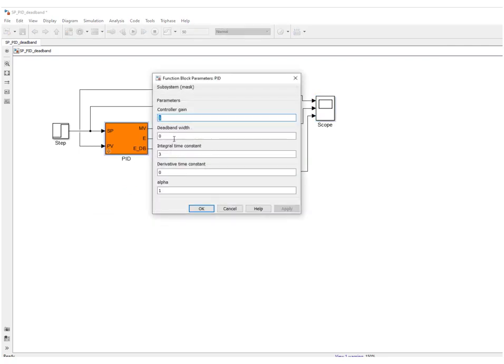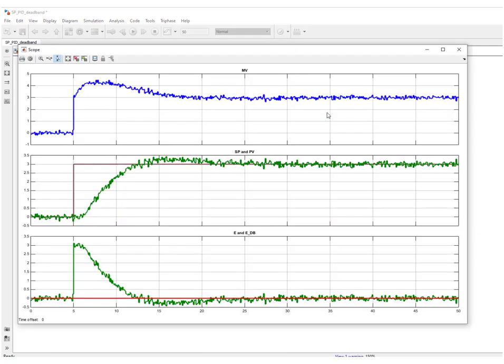If we now look at a situation where we simulate without deadband, this is what you obtained. Now there is no difference between the error before and after the deadband, so the controller is going to react on the noise, and this is what you see here on MV, and this high frequency noise on MV is going to cause actuator wear.